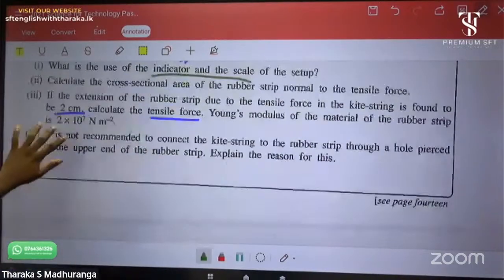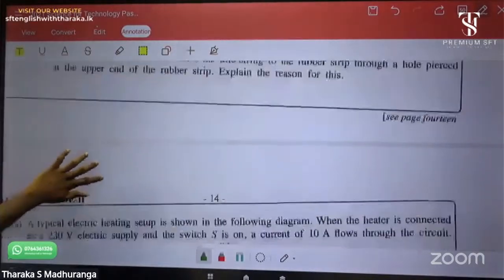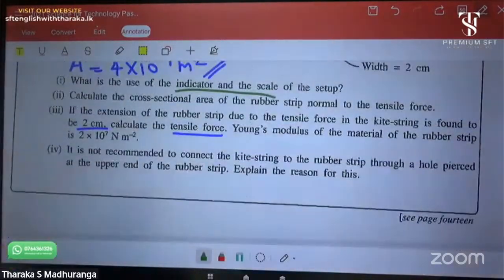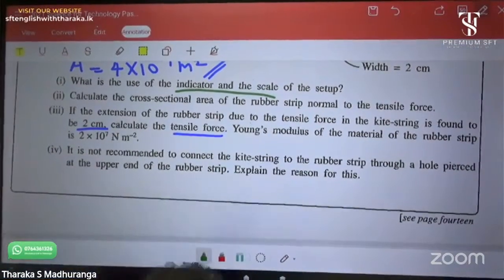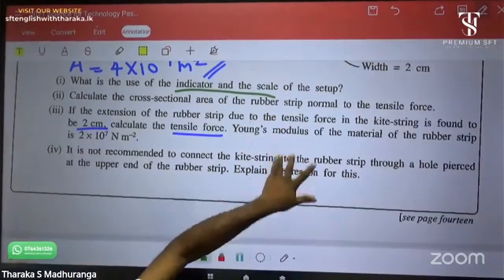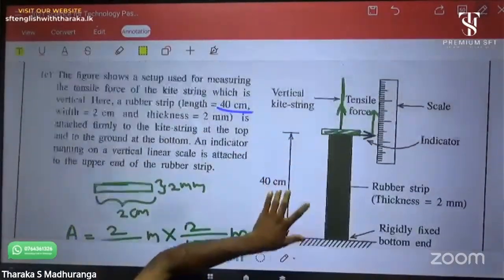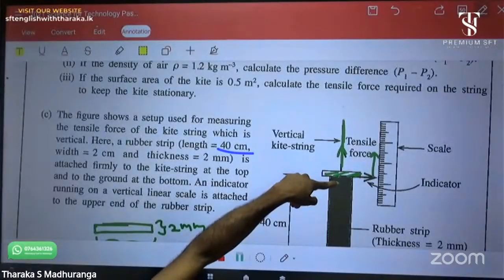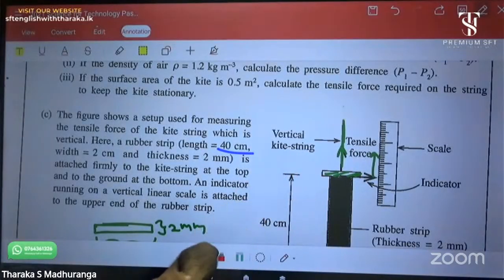Okay, final question. See, this question is very, very simple. The next one is 10. It is not recommended to connect the kite string to the rubber strip through the hole pierced at the upper end of the rubber strip. Explain the reason for this. What's the reason? If it is directly connected to the rubber tube without a plate, what happens? There are two main reasons. What are your ideas? What do you think?